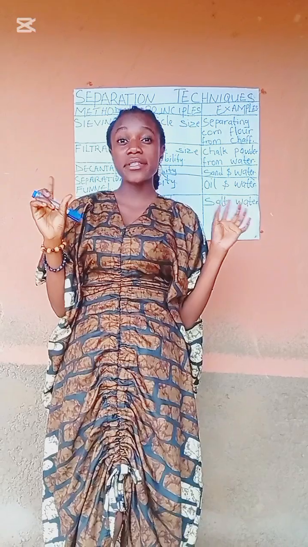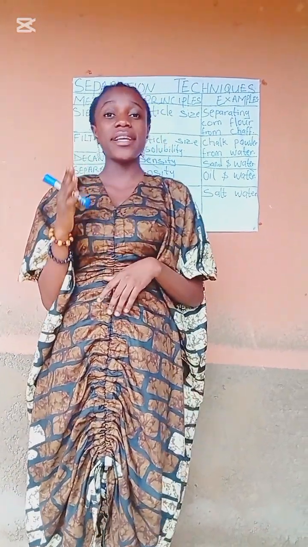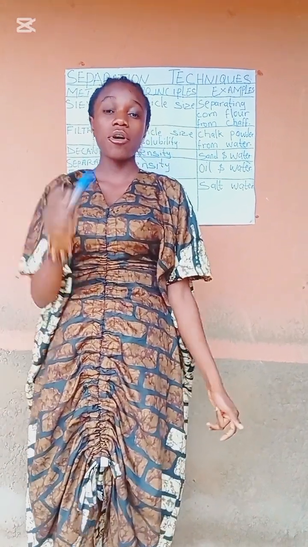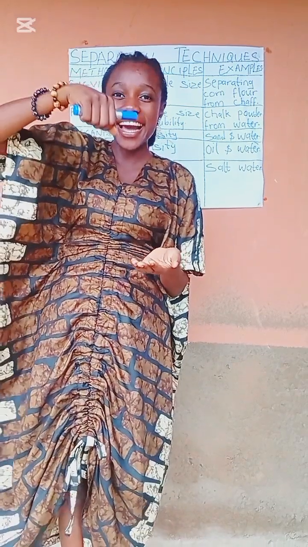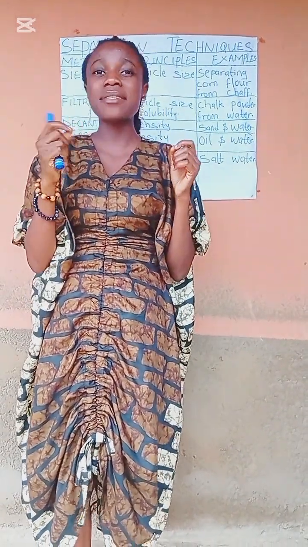Thirdly, we have decantation. Decantation is a very simple method used in the separation of liquids from insoluble solids. Example, we have a mixture of sand and water. When you have such a mixture, you just allow your sand to settle down. When it settles down, you decant the water and separate it from the sand. So decantation simply means pouring the liquid when the solid has settled down.